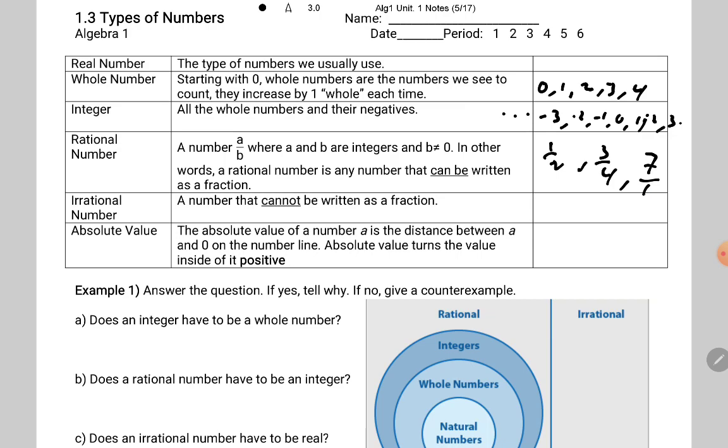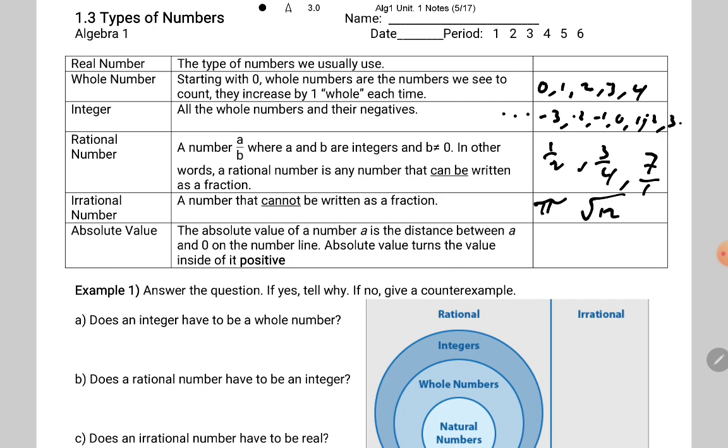Irrational number is a number that can't be written as a fraction. So you might have heard of the number pi, or we can call this the square root of 12. Punch that into a calculator, you'll just keep getting a long list of numbers that you can't write down.